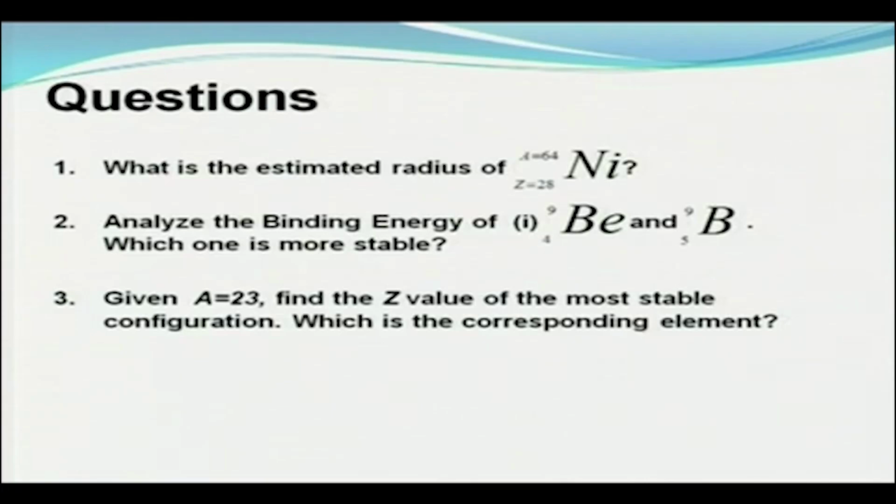So, the element is, nickel has Z equal to 28, whatever the value of A is. So, here A equal to 23 will have different Z values corresponding to different elements. We want to find out what is the most stable element with A equal to 23. Alright, so in the next session we will discuss other aspects of the nucleus.